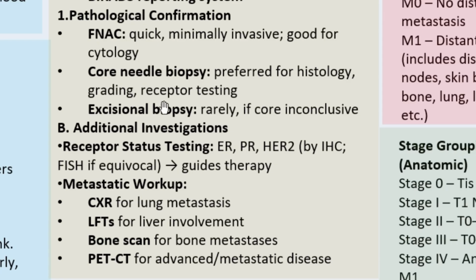Remember, we have the progesterone and estrogen receptors, so you will need that. Then we have an excisional biopsy, which is rare, and we do it when the core needle biopsy, which is our preferred method, is inconclusive. Then for additional investigations, we can do receptor status testing, that is for the estrogen receptor, progesterone receptor, and the HER2 receptor, and they also help because they guide the therapy.